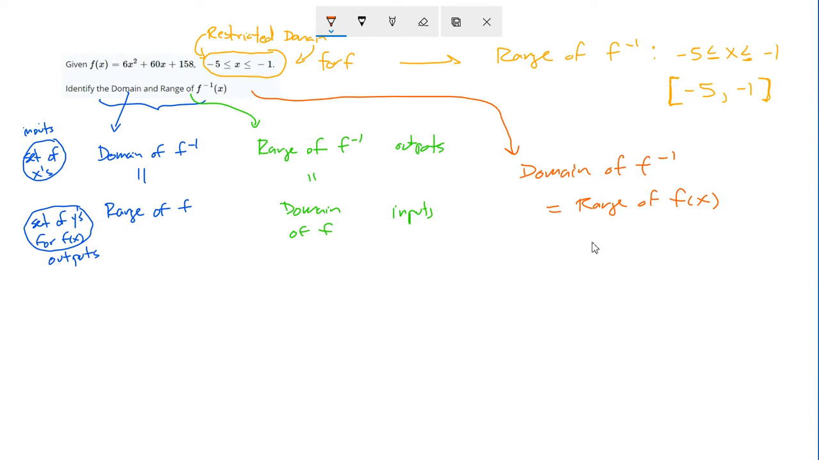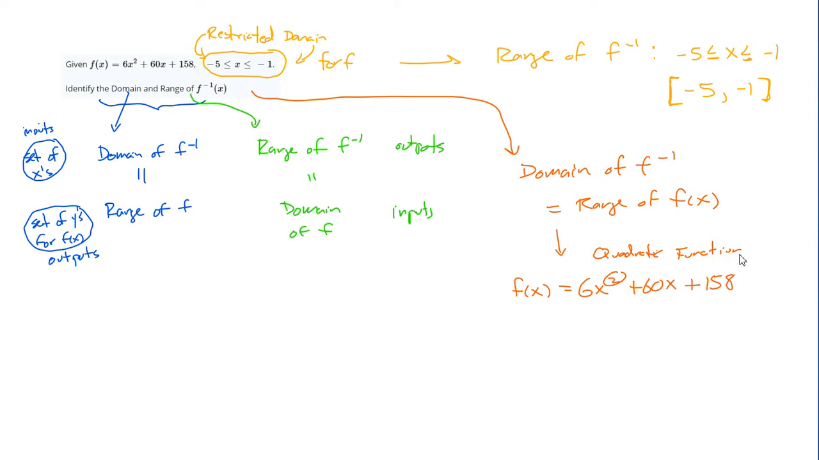Now what is my original function? My original function was f of x equals, in the case we have here, 6x squared plus 60x plus 158. You should recognize that as a quadratic function. It's got an x squared in it. The highest power is power 2, so it's a quadratic function. A quadratic function will graph as a parabola, and it's going to be a parabola opening upwards because I have a positive number in front of the x squared.